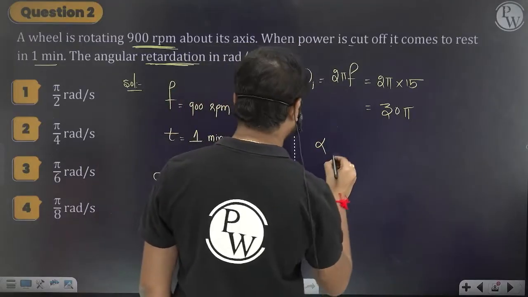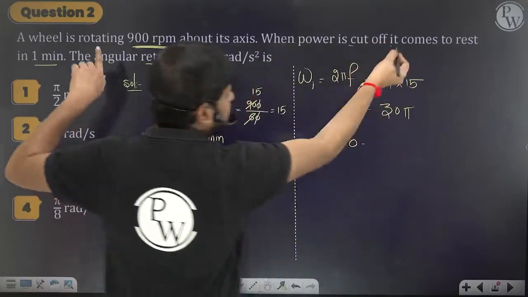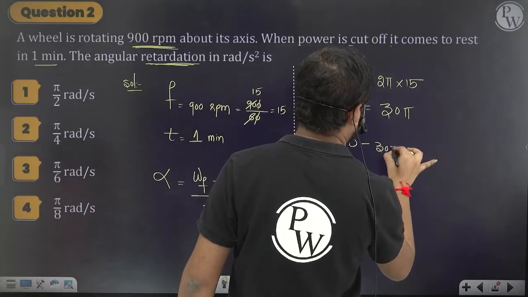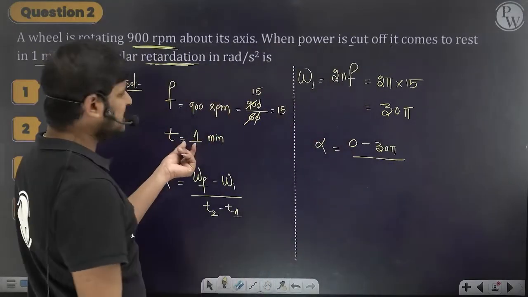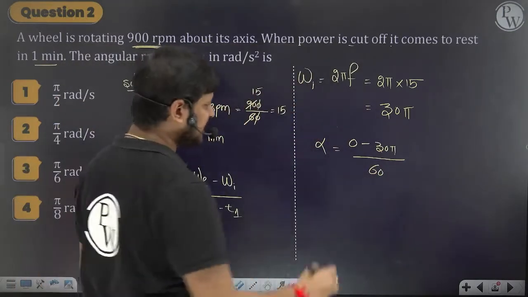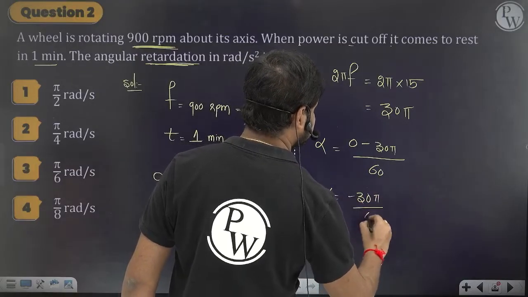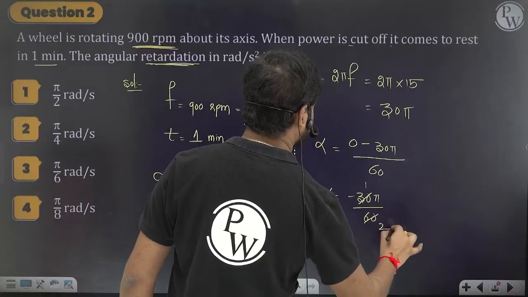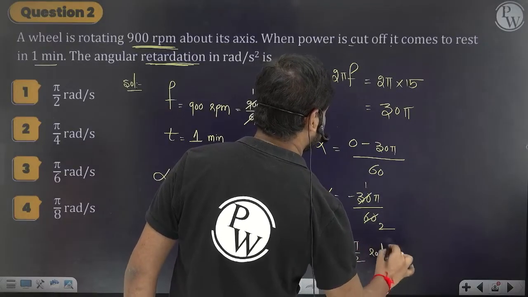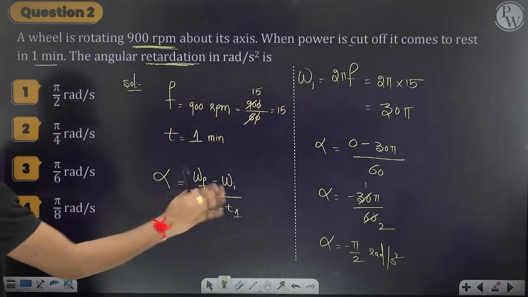Alpha is equal to omega final minus omega initial by time. Omega final is 0 because it comes to rest, and omega initial is 30 pi. What is the time taken? 1 minute, so convert it to seconds, 60 seconds. Then alpha is equal to minus 30 pi by 60, so alpha is equal to minus pi by 2 radian per second square. This is the angular acceleration. Now the angular retardation will be pi by 2.